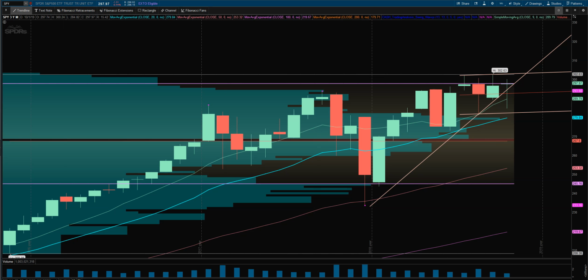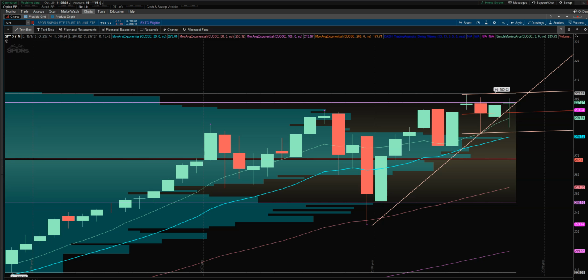Now, here in the middle of the range, you see this red or cranberry type color. This is what we call the point of control. And what is the point of control?